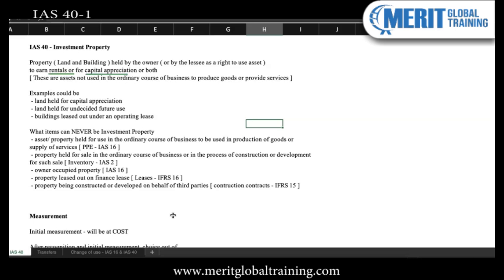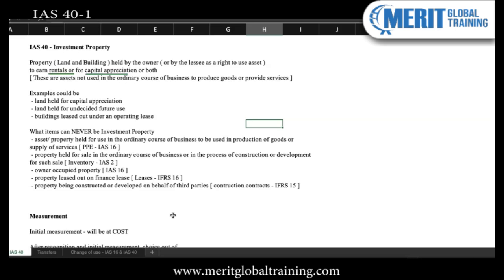Then property leased out on finance lease. What is a finance lease? A finance lease is a leasing arrangement in which the ownership of the property passes on to the tenant or the lessee towards the end of the useful term. Again, we learn more about that under IFRS 16, but that also is not an investment property.